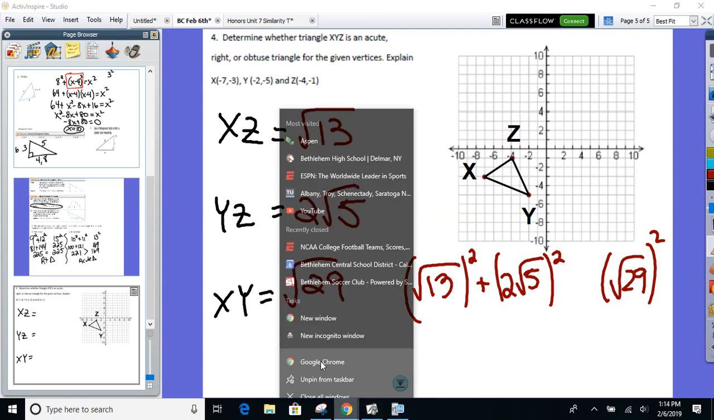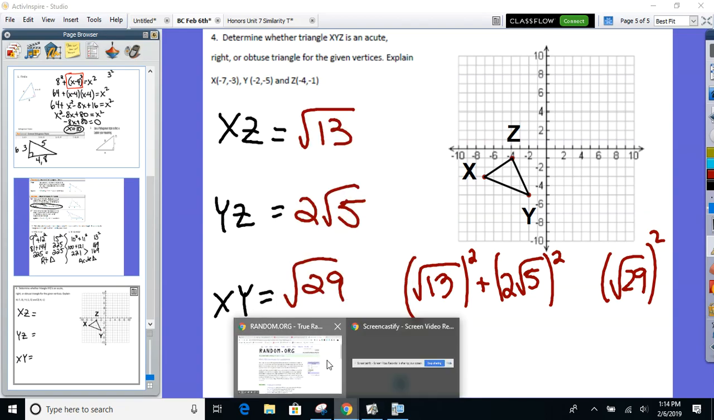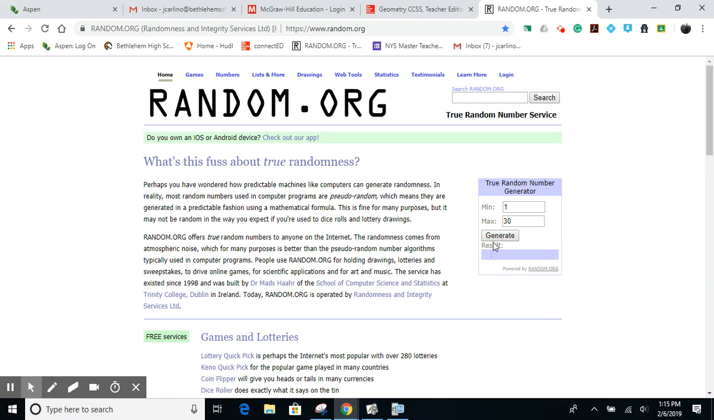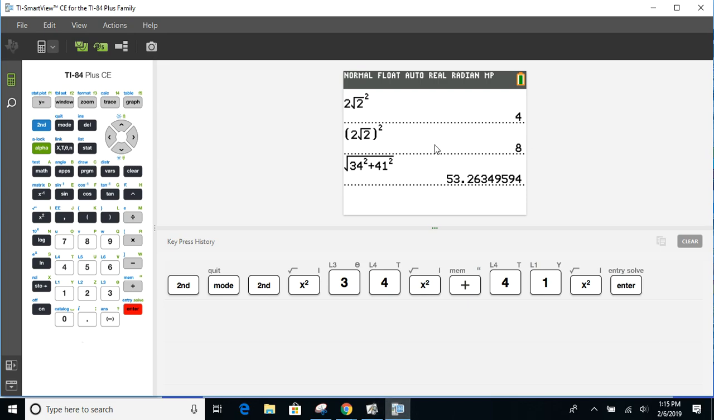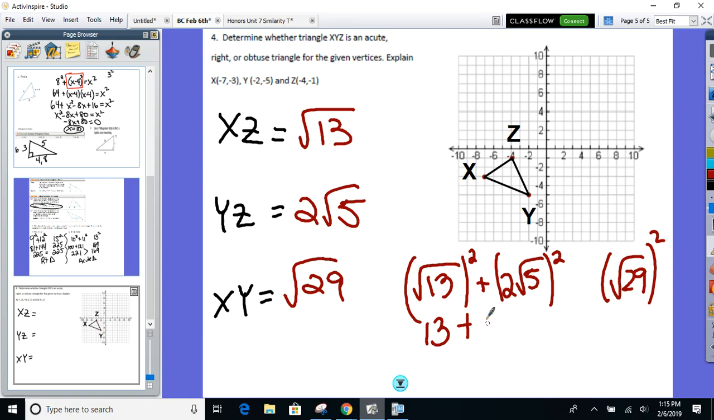Okay, who's going to do the calculations here for me? Square root of 13 all squared. 13, you just drop the radical. 2 radical 5 squared. Again, make sure we're putting it in parentheses. Don't leave that squared hanging out there without it. What do you got, Ansley? 20 and square root of 29 squared.